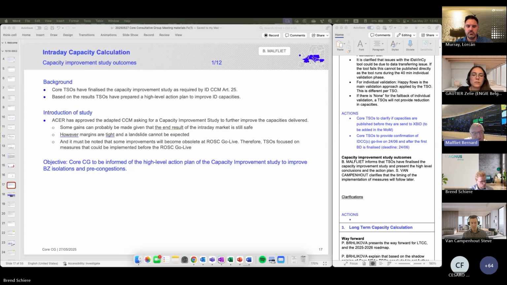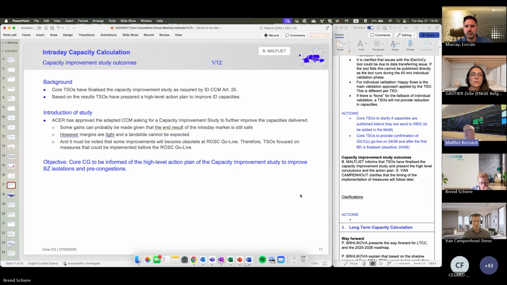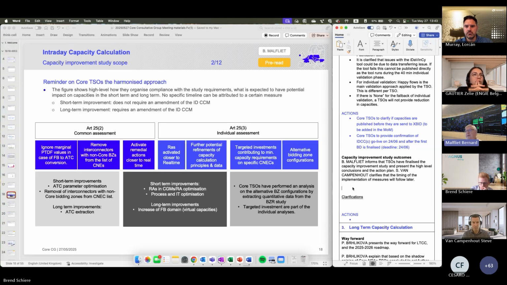So things that we can still do this year and certainly be useful for the few years that we still have, well, the few months or few years, I don't know exactly, until ROSC go-live. And once ROSC is there, of course, we will have all the benefits from this new process for the IDCC as well. So the next slide gives a general overview of what the complete study was supposed to do and also what it did.